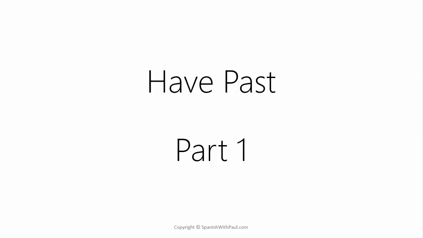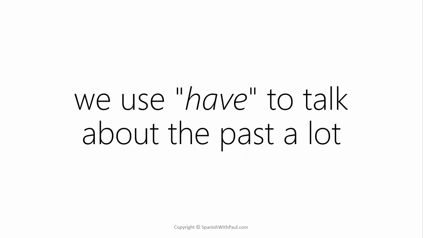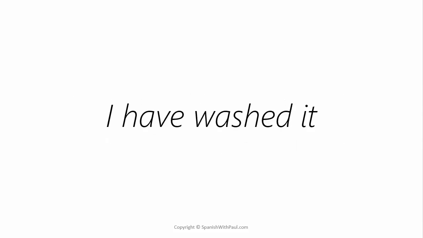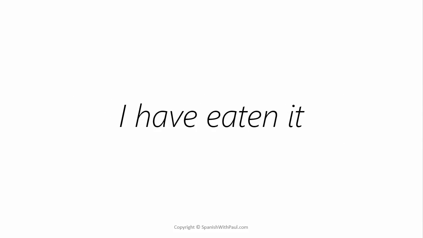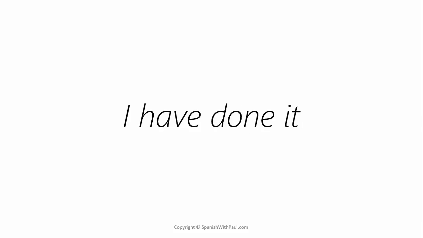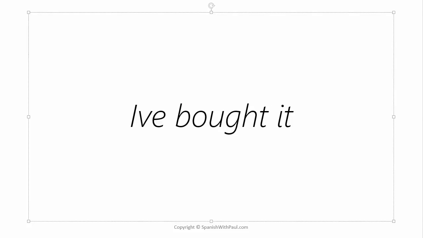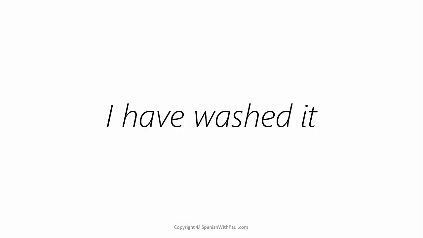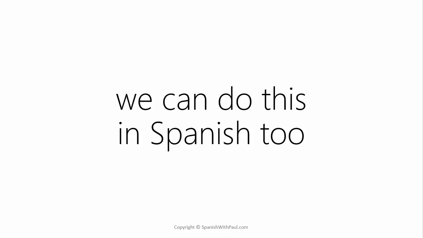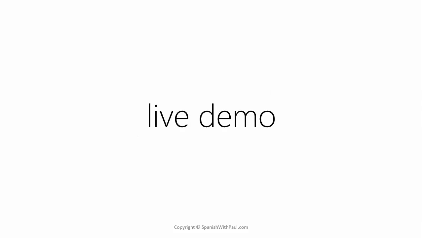In this module, we're going to have a look at what I call the have past in Spanish. Now, we use the word have to talk about the past a lot in English. For example, I have bought it, I have washed it, I have seen it, I have eaten it, I have done it, and so forth. And of course, these ones can always be reduced with an apostrophe too. So we have I've bought it, I've washed it, and so forth. Now we can do this same thing in Spanish as well. So let's go to a live demo and I'll show you how it works.